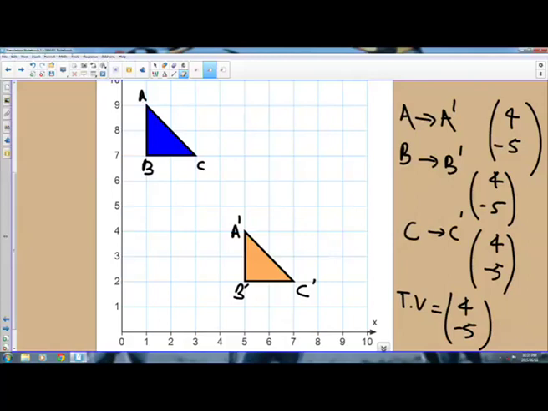We can see that every point on this object has moved 4 steps on the positive side and then 5 steps down. That's why we've got the negative 5 over there. That's the translation vector. Let us have a look at another example.